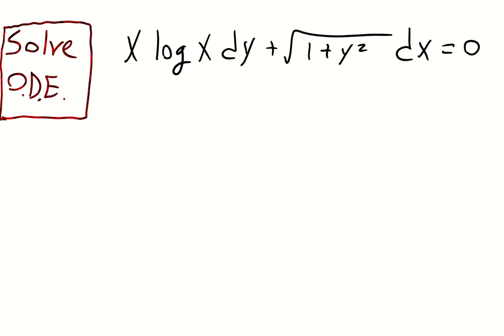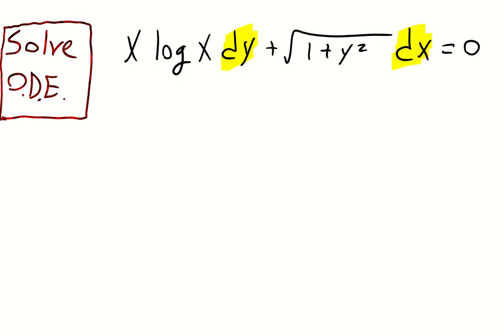Here we have the ordinary differential equation, x times the common logarithm of x dy plus the square root of the quantity 1 plus y squared dx is equal to 0. The first thing we should notice is that the x's are associated with dy and the y is associated with dx. This implies that we have a separable differential equation.